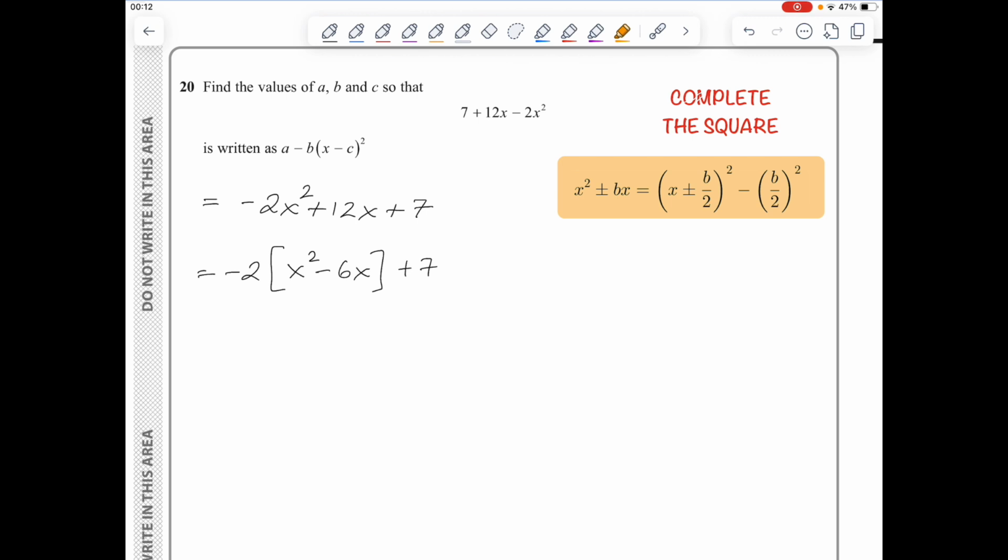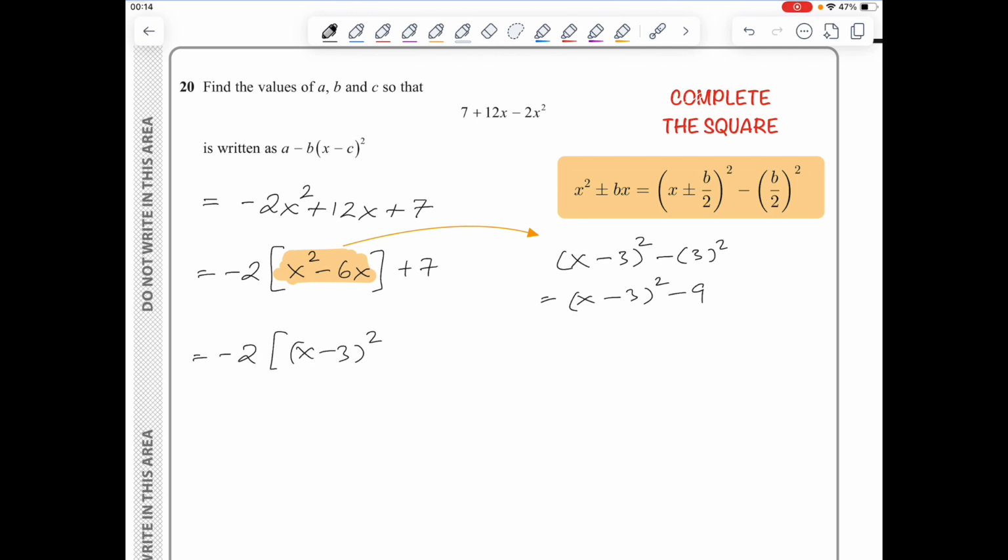So now I'm going to apply that formula in this expression inside the square bracket. So if you complete the square, you get x minus half of 6, which is 3, squared, minus 3 squared, which simplifies to x minus 3 squared minus 9. And I'm going to substitute this back into the square bracket. So I will get minus 2 square bracket, x minus 3 squared minus 9, close the square bracket, plus 7. 2 more steps required. First is to expand the square bracket. So I get minus 2 times x minus 3 squared plus 18 plus 7.